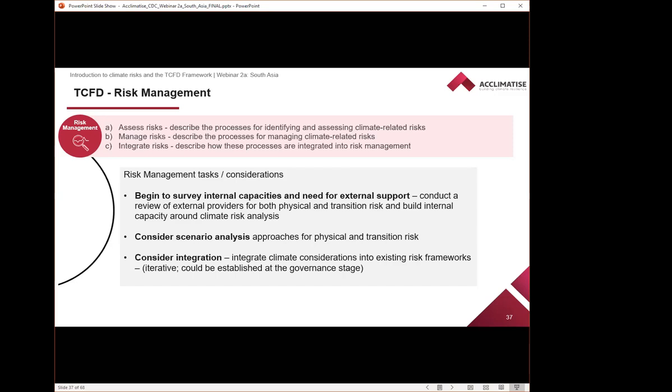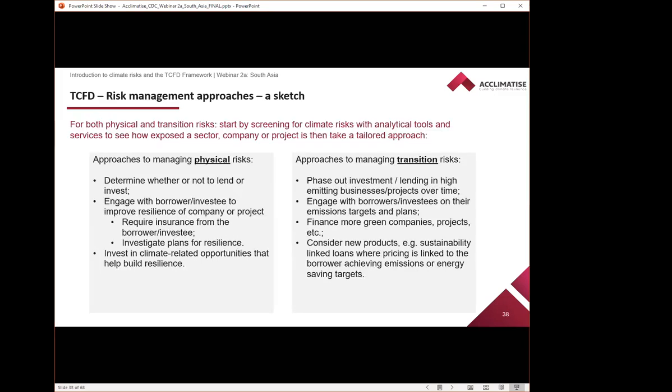So next slide, please. I'll take you through really briefly here some of the approaches that you can take to risk management. And this is just a sketch so that you can start to get familiar with what a risk management approach for climate risk may look like. For both physical and transition risks, you can start by screening for climate risks with analytical tools and services. And that's to see how exposed a sector, company, or project, or even portfolio is to a certain climate risk. And then you can take a tailored approach there as shown. Next slide, please.